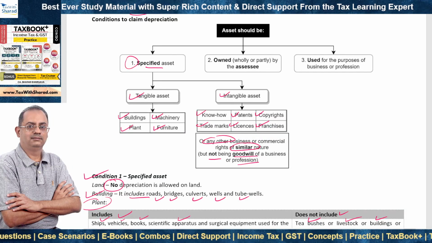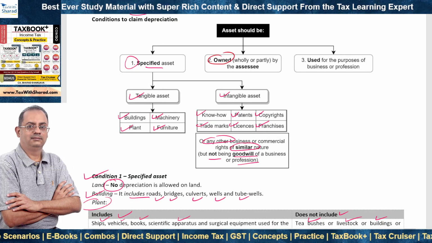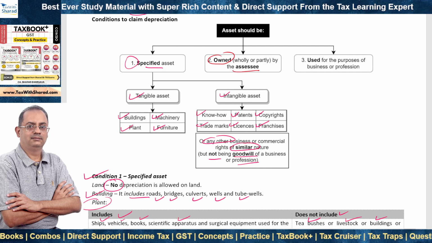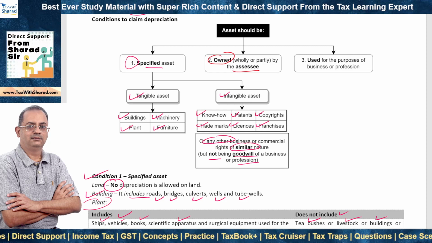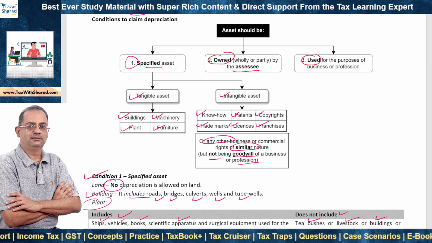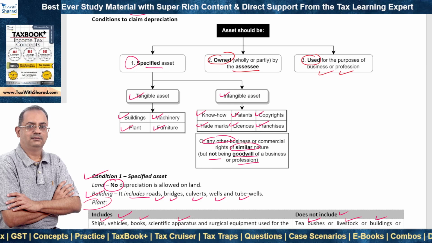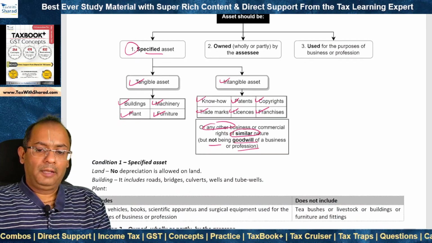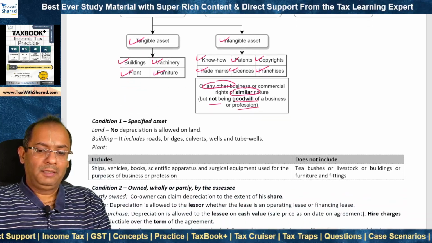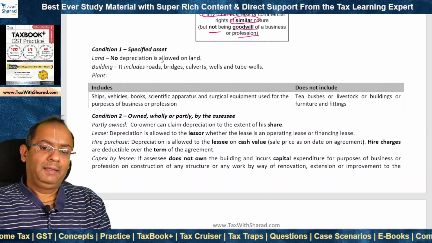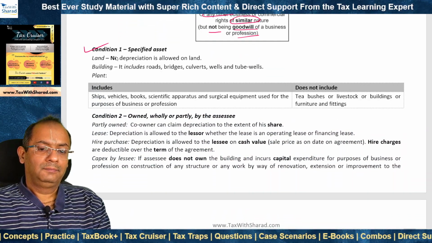The second condition is that the asset should be owned by the assessee, either wholly or partly. And the third condition is that the asset should be used for the purposes of business or profession. We now take up certain points in respect of each of these conditions. Condition 1 is that the asset should be a specified asset.